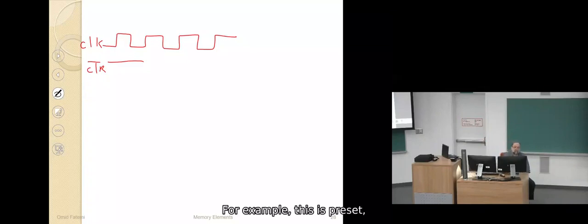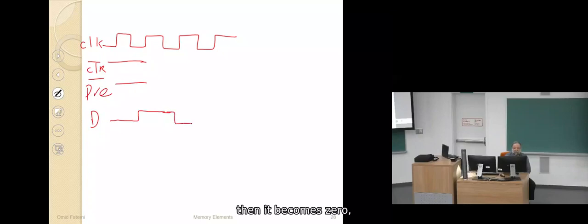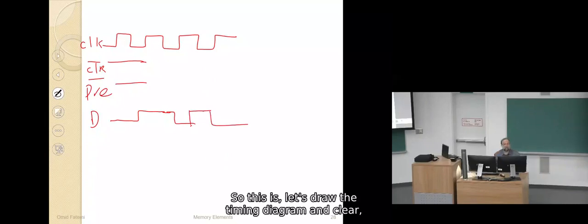So this is clear, for example. This is preset. It is 1. And this is data, D. For example, it is 0. Then it becomes 1. Then it becomes 0. Then it becomes 1. And then it becomes, let's say, 0 here. Okay. So let's draw the timing diagram.